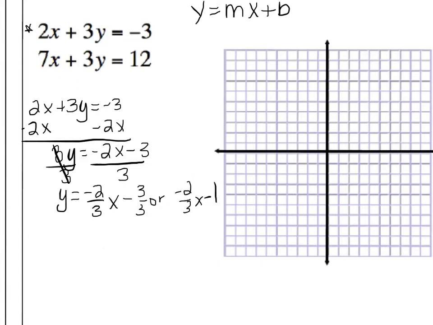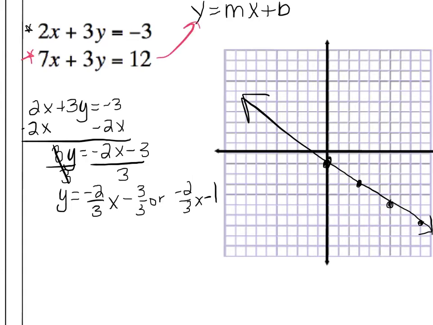So in black, I'm going to go ahead and plot that one right away. So I've got my y-intercept at negative 1, and from there I'm going to go down 2 over 3, down 2 over 3, down 2 over 3. Connect your points, arrows at each end. Then move on to the next one.